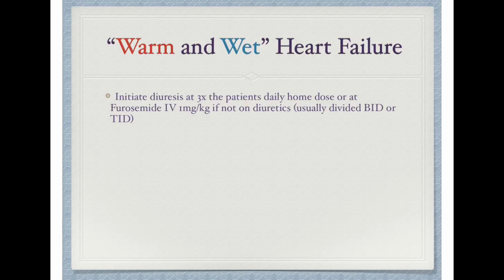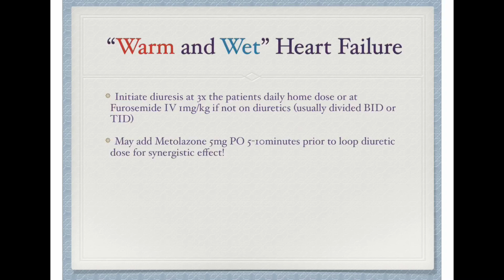For these patients, we start by initiating diuretic therapy at 3 times the patient's home daily dose, or if they're not already on diuretics, we would start furosemide IV at 1 milligram per kilogram, usually divided into twice daily or 3 times daily doses. You can also add the thiazide diuretic metolazone, 5 milligrams given 5 to 10 minutes prior to the administration of a loop diuretic, and the combination of a thiazide and loop diuretic would have a synergistic effect, which would promote diuresis.